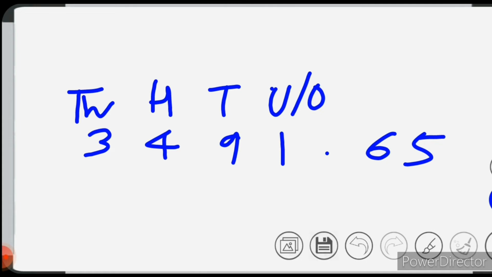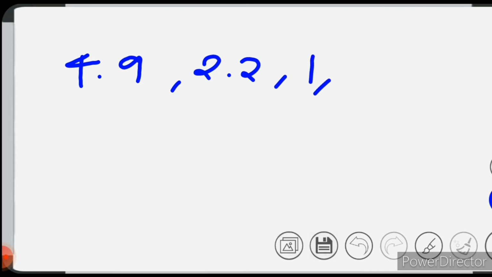Always remember student, after the decimal point you have to write from tenths. Okay, and this is hundredths. Okay student, and before that you have to write units, tens, hundreds, thousands. Like that you have to do it student. I hope you understood what is the place value of a number.